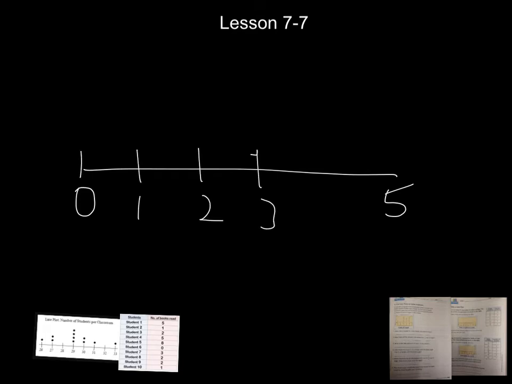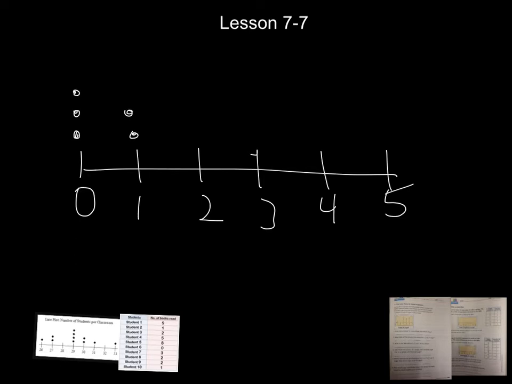Line plots are just ways to graph things in a vertical manner. If I asked all the kids in the class how many brothers and sisters they have, you would get anywhere between 0 and maybe 5. In between, you would have 1, 2, 3, and 4. So I asked everybody, and at the end of it, I got the data of 3 kids had 0 brothers and sisters.